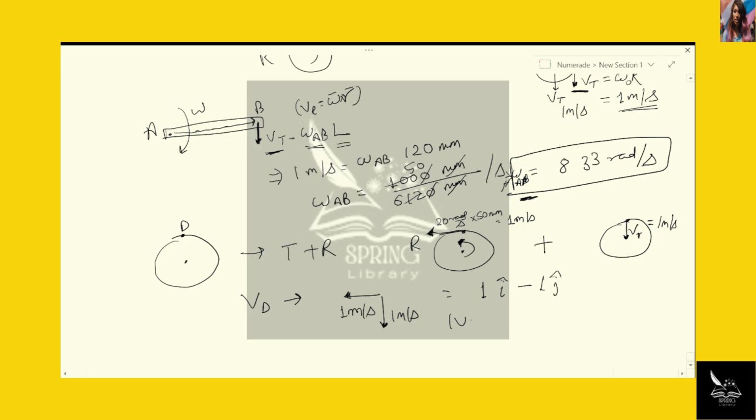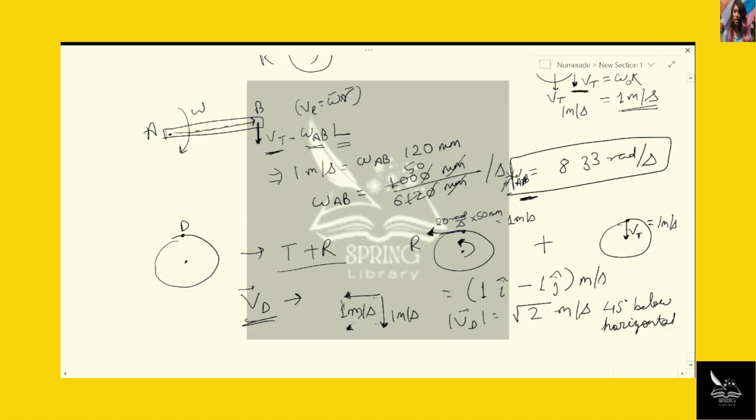So the magnitude is going to be simply square root of 2, which is square root of 1 plus 1, and the direction will be along the sum of these two, somewhere along here. So root 2 meters per second, 45 degrees below horizontal. So we have figured out velocity at D as well.